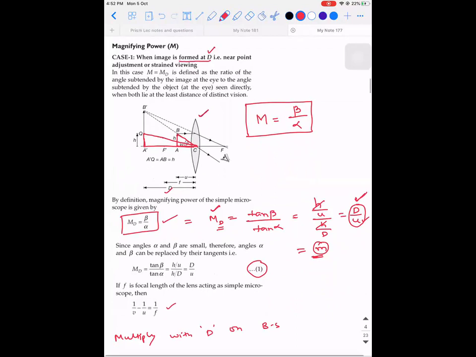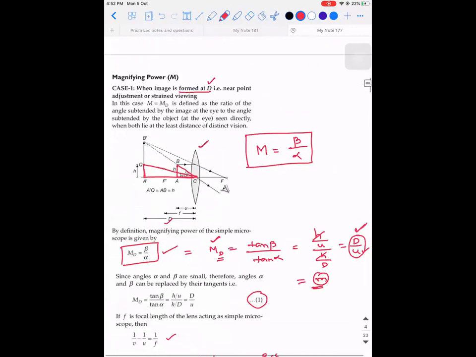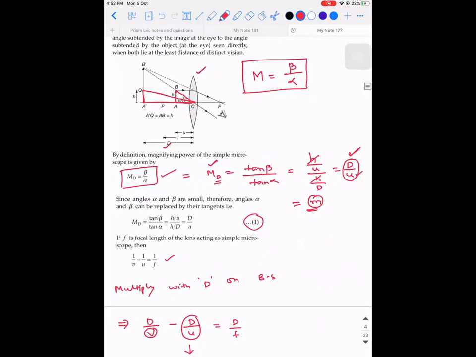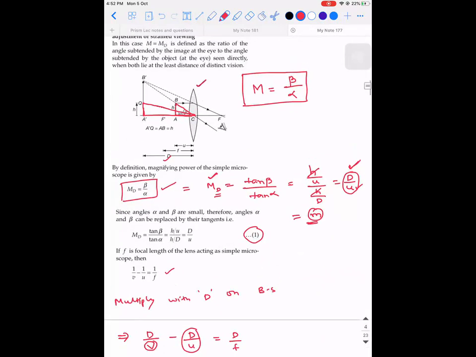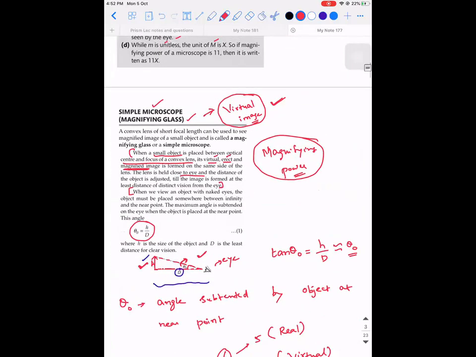Okay. So this is when it is formed at least distance of distinction. So there is another concept where it is formed at infinity. Okay. So when it is formed at infinity concept, I will explain it in the next class. I want you all to revise it till here because these concepts are slightly tricky and they are very important also.